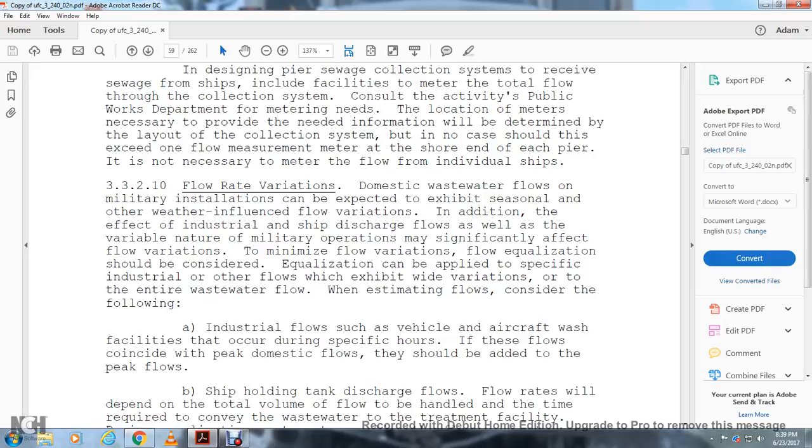3.3.2.1 Flow rate variations. Domestic wastewater flow for a military installation can be expected to exhibit seasonal variation, while other weather influences also affect the flow variation. In addition, because of the effect of industrial shops, the discharge flow varies, as does the variable nature of military operations. Because of the significant effect of flow variation, flow equalization should be considered to minimize it. Equalization can be applied to specific industrial flows which exhibit wide variation in the entire wastewater flow. When estimating, consider industrial flows such as vehicle and aircraft wash facilities that occur during specific hours. If the flow coincides with the peak domestic flows, it should be added to the peak flows.